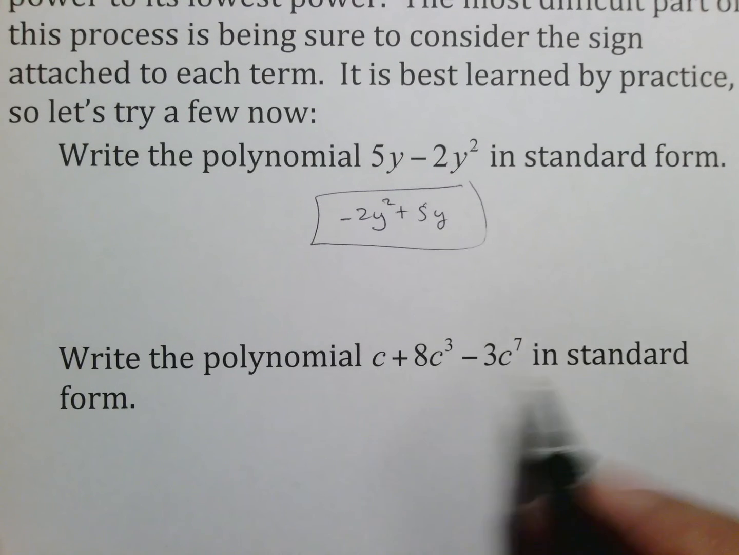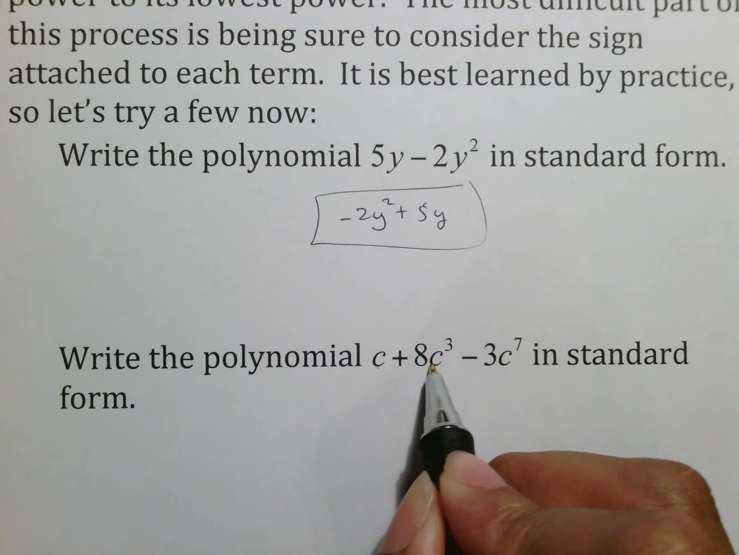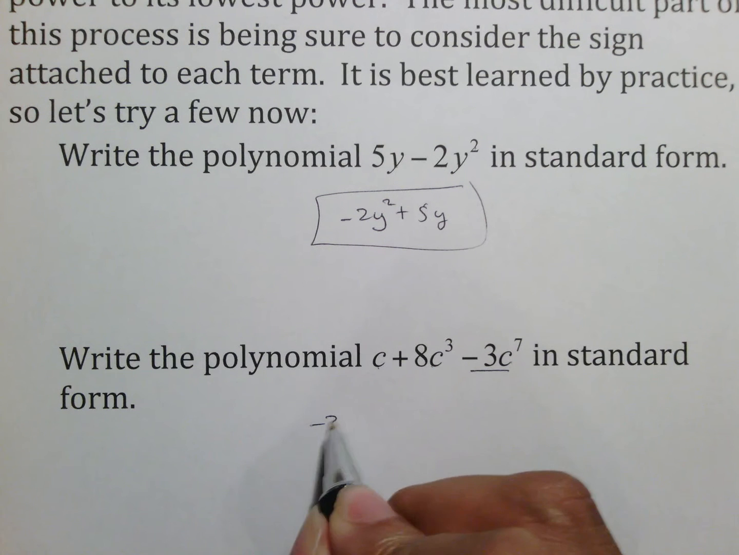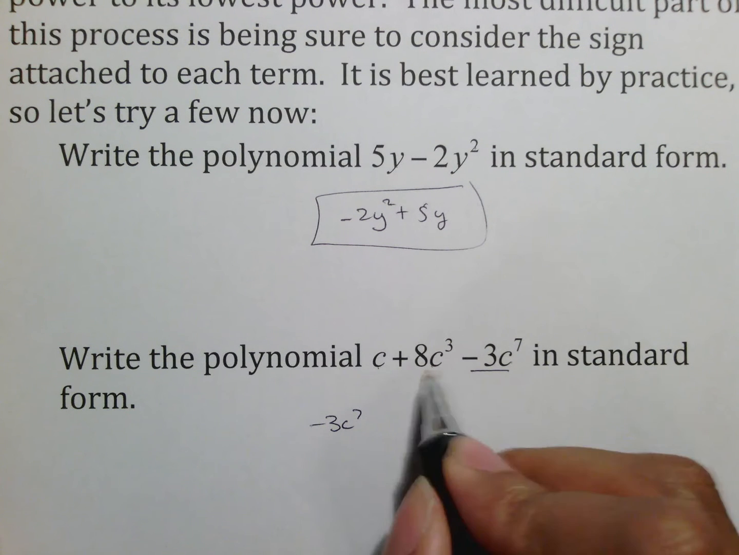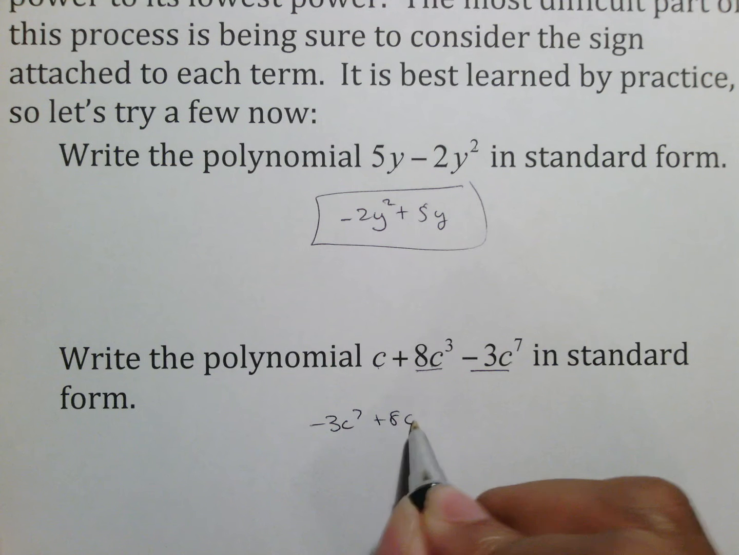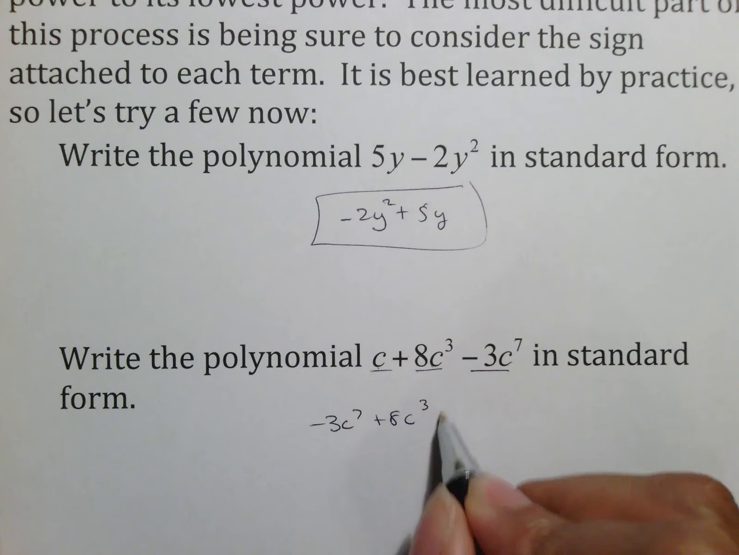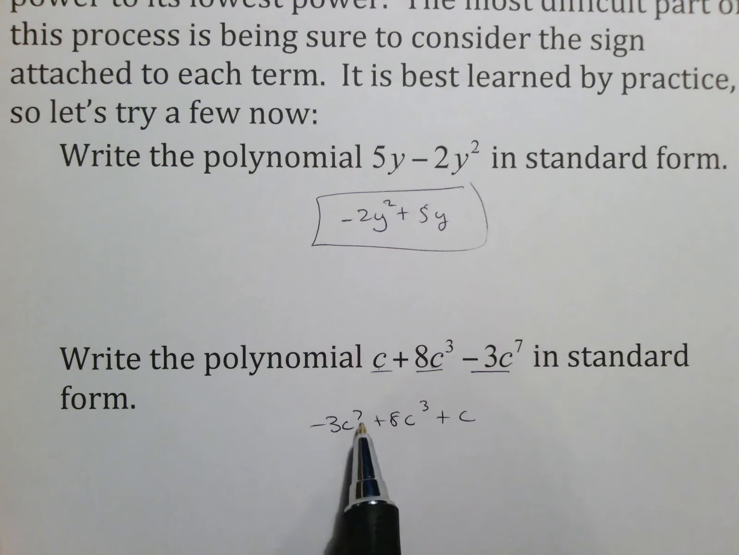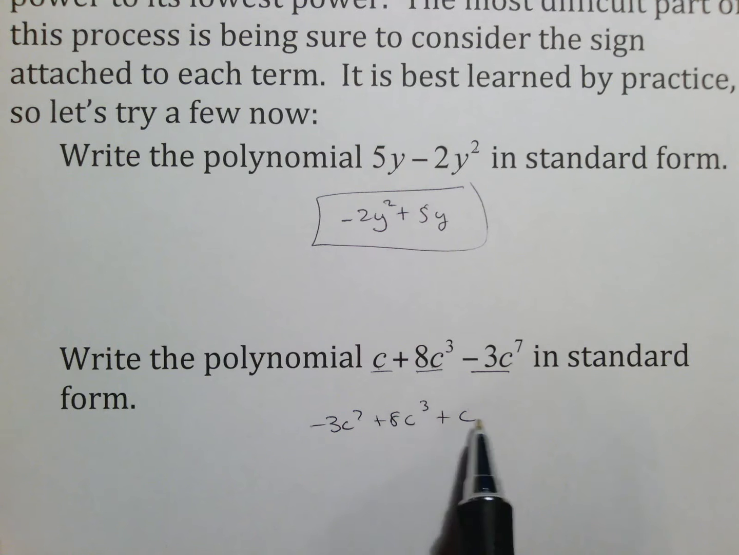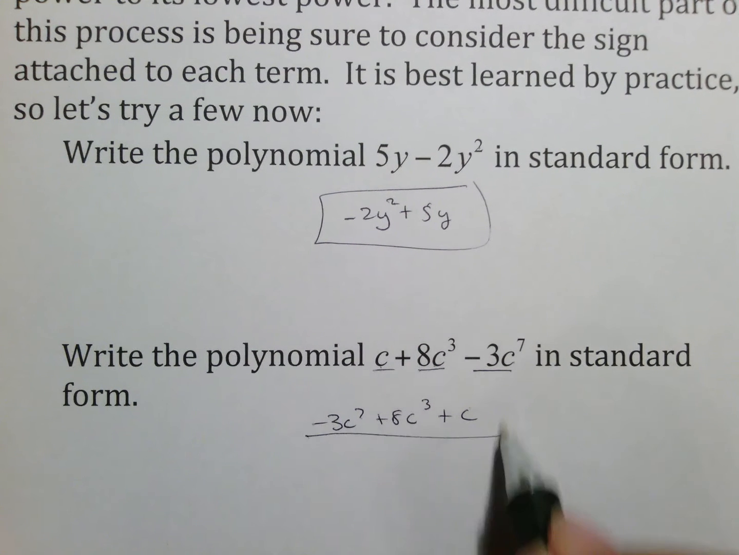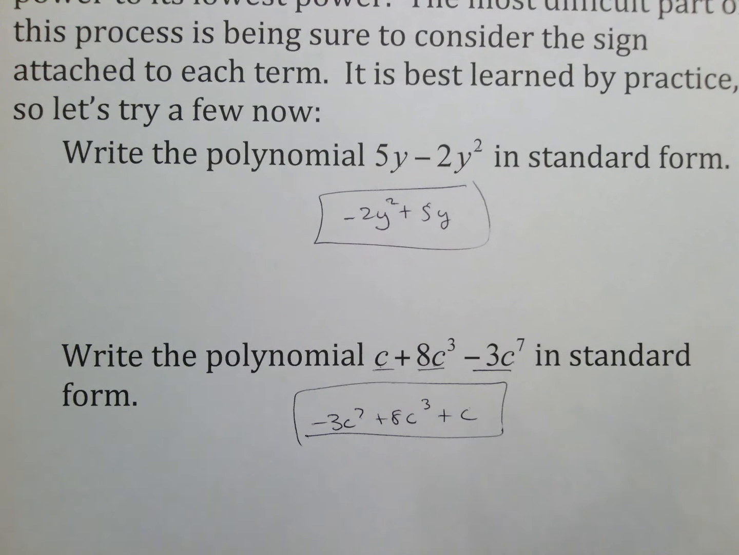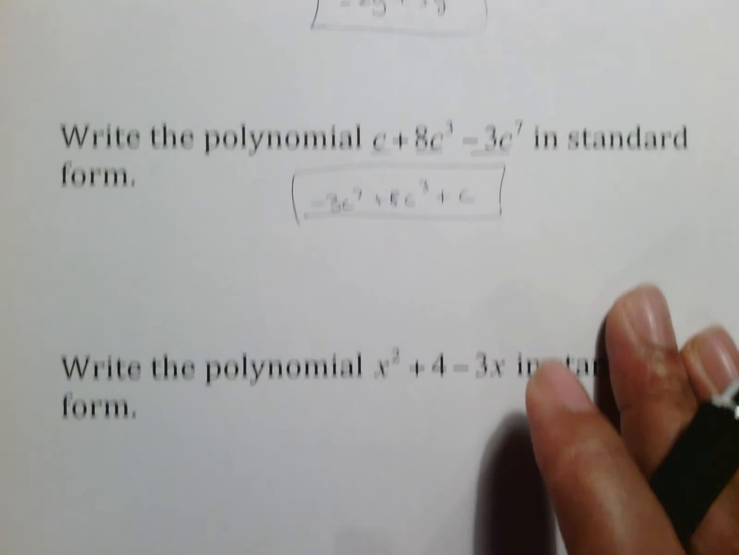If they ask you to write this one in standard form, again, the first thing you do is say what's the highest power. It's this one, so -3c to the 7th. The second highest power is this one, so plus 8c to the 3rd. And then the last thing we would do is put plus c. Notice my c's go 7, 3, 1. That's going down. So everything is based off of the highest power or degree of each term. That is how you put it in standard form.